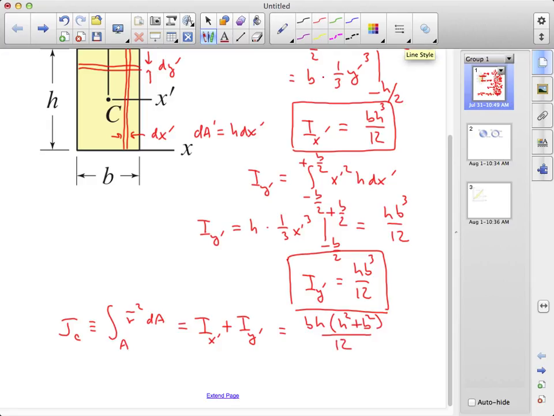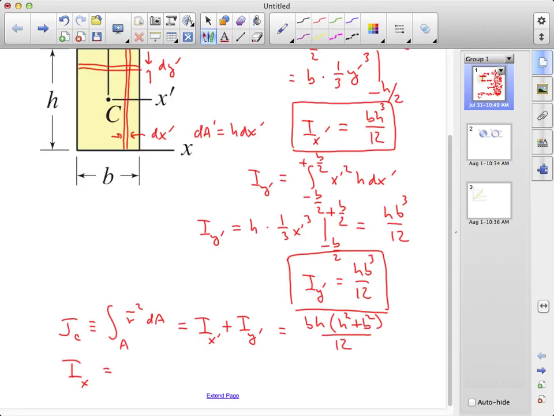Finally, our last calculation is for Ix. And here, this is going to look very much like our calculation for Ix prime. The main difference is the limits of integration. In this case, we're integrating y from 0 to h. It's still the case that x tilde is going to correspond to the position y in this case instead of y prime, and our area increment we could write as b dy.